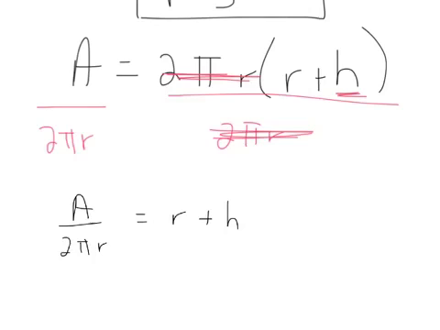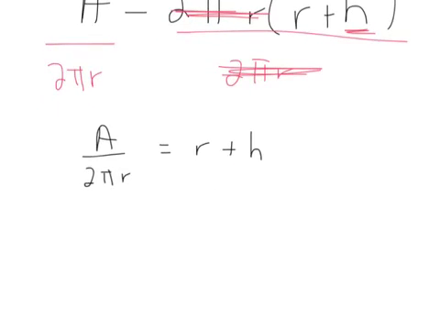Easy enough. How do I get h by itself now? I want h alone. What do I do to get h by itself? Subtract the r. Okay, let's just subtract the r now. So we've got a over 2 pi r minus r is equal to h. That's the generic solution for the height of the cylinder, in terms of its area and its radius.